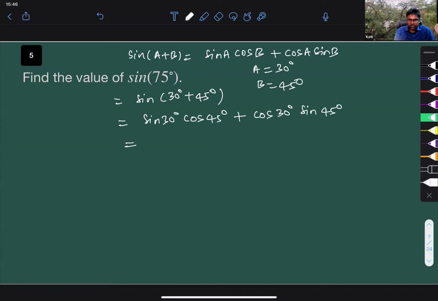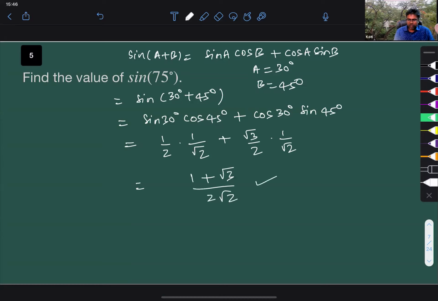So sine 30 is half, cos 45 is 1 over root 2, and then this is root 3 over 2 into 1 over root 2. So this time you'll have 1 plus root 3 or root 3 plus 1, I think either way is fine, over 2 root 2. Okay, so that is the answer. I think this should be easy. So I'll wait a few seconds, and we can move on.